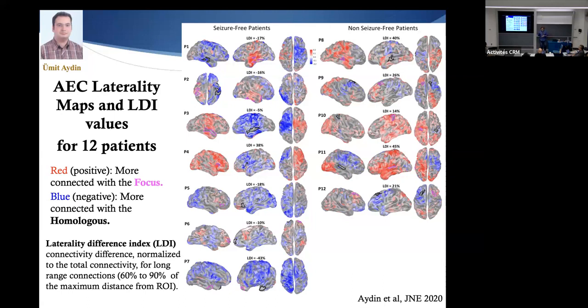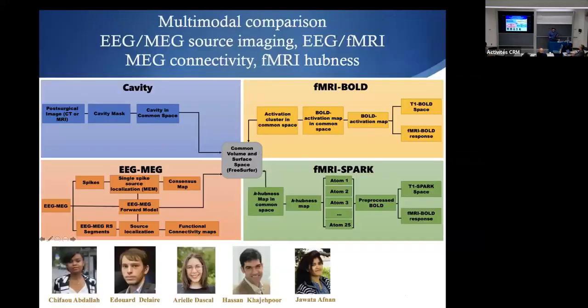Of course, we need to further validate that on more patients, and that's what we are trying to do for the moment. So I will just show you two examples. These are the data I showed you for the cavity project. So we have the data for the cavity.